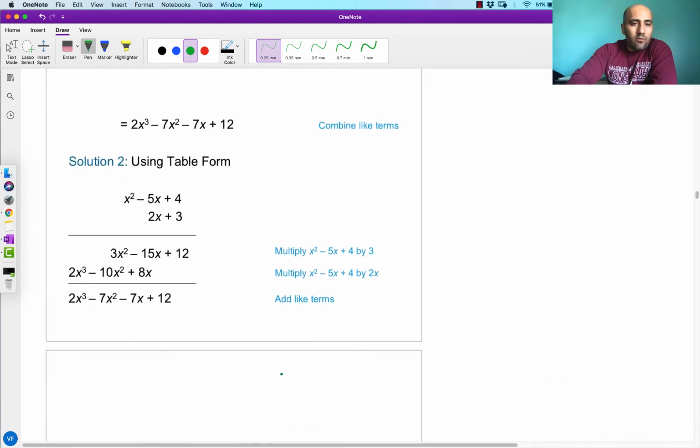And then using the table method, same thing. This is a multiplication, so we multiply these, and these, we get this. Looks good. Okay, same thing I did.